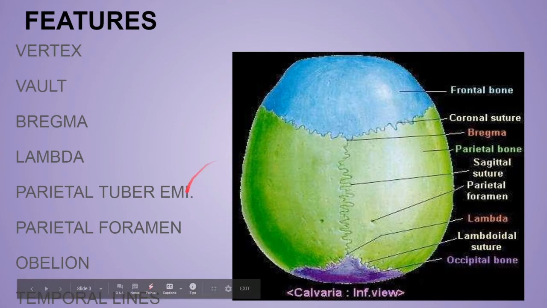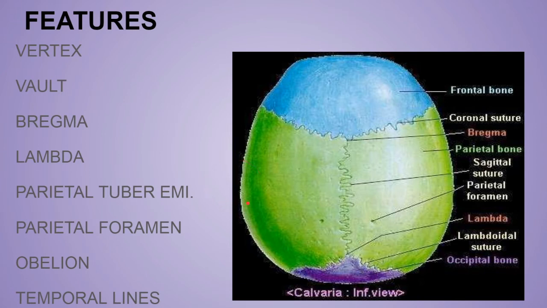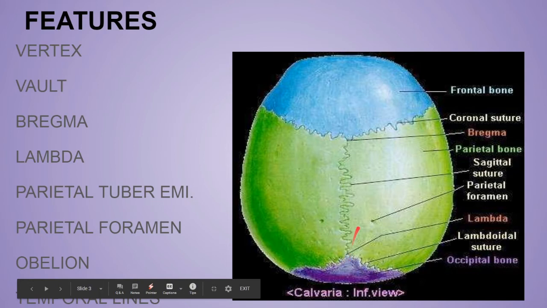which actually gets easily fractured. Now next is the parietal foramen. These two holes, as you can see over here, are the parietal foramen, actually present around 2.5 to 4 centimeter in front of the lambda. Okay, and this actually passes the emissary vein.